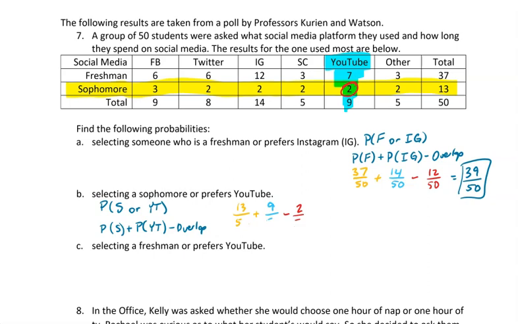I'm sorry, I'm saying 52. It is out of 50 students. I accidentally reverted back to cards for a second, but these should all be out of 50, not 52. So if we add all of those up, we get 20 out of 50, or 2/5.